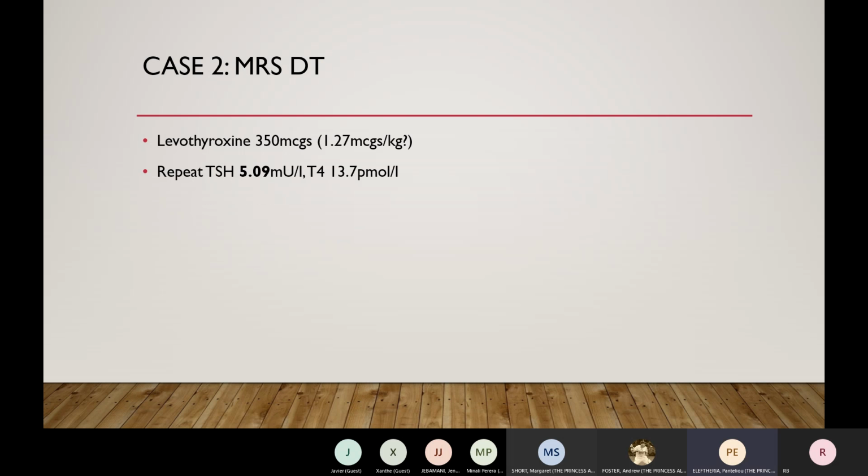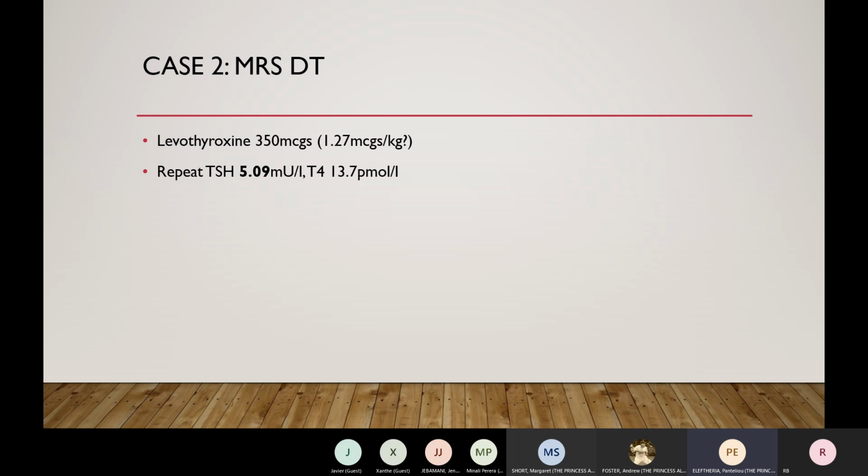So what I did in her case, I just gave her a bigger dose of levothyroxine. The per weight dose we use is about 1.6 micrograms per kilogram. Again, there's a suggestion that overweight and obese patients need less. For example, someone with her BMI would probably need about 1.27 per kilogram. I gave her more than that.